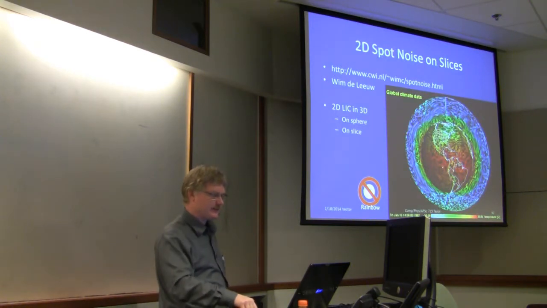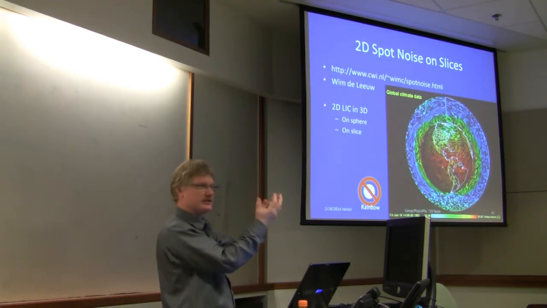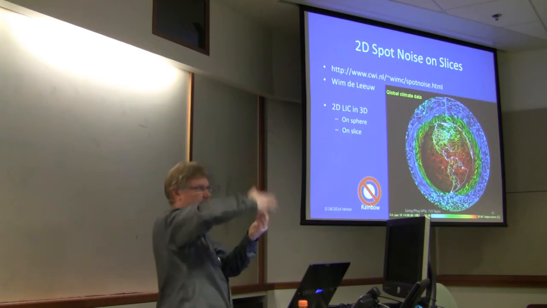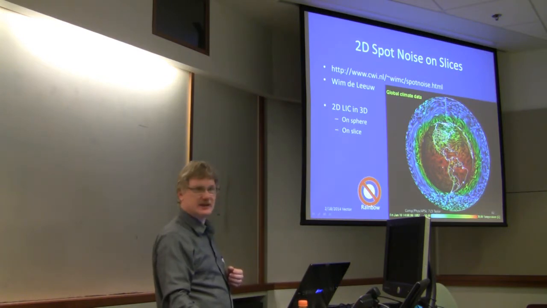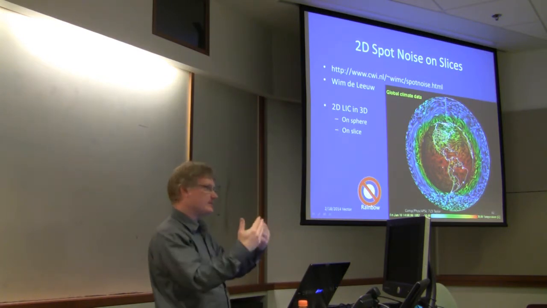So this is the same thing on a slice. One slice is the surface of the Earth, and another slice is kind of vertical, so you can get an idea of what happens as you go way up in the atmosphere and what's happening on the surface at the same time. Of course, it's a subset of the data.